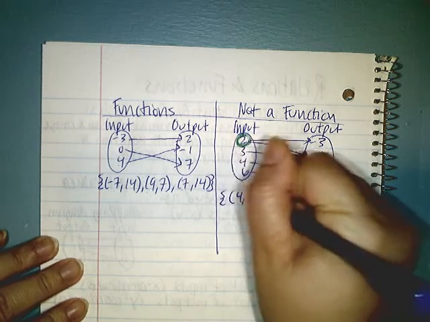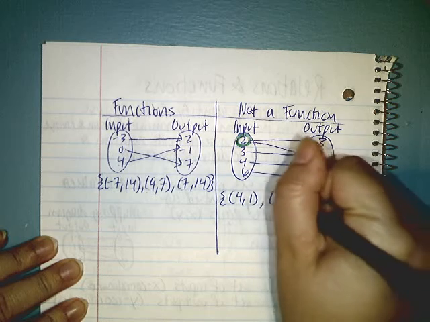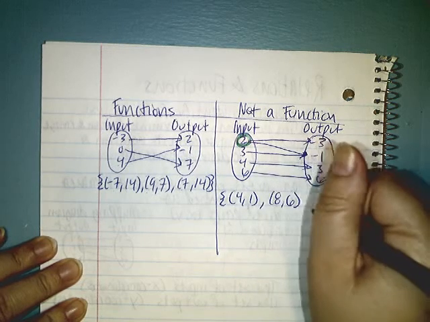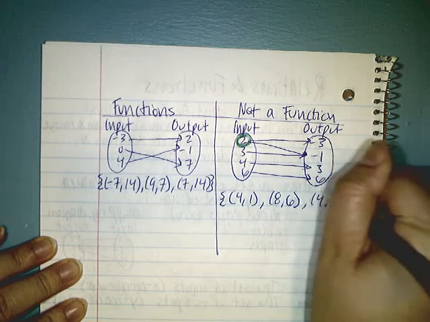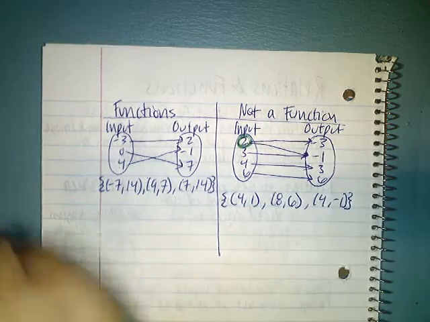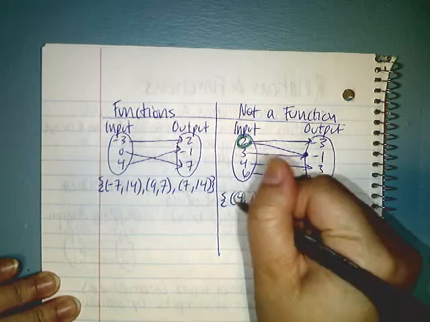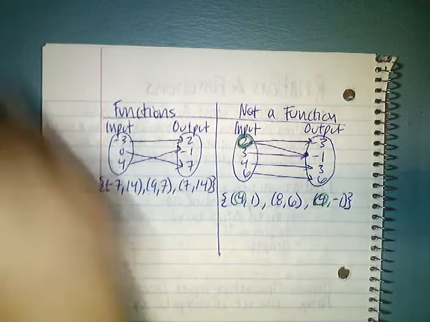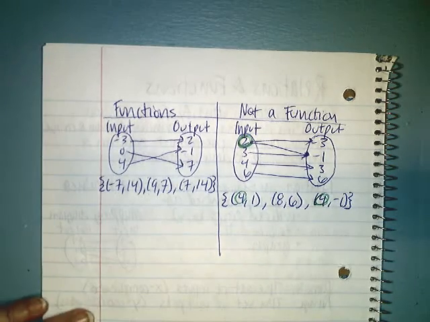However, if we have a non-function example, we'll have 4, 1, 8, 6, and then I'll skip to 4, -1. So here, this one's not a function because as you see, the x value 4 pops up twice in that list, so that cannot work.